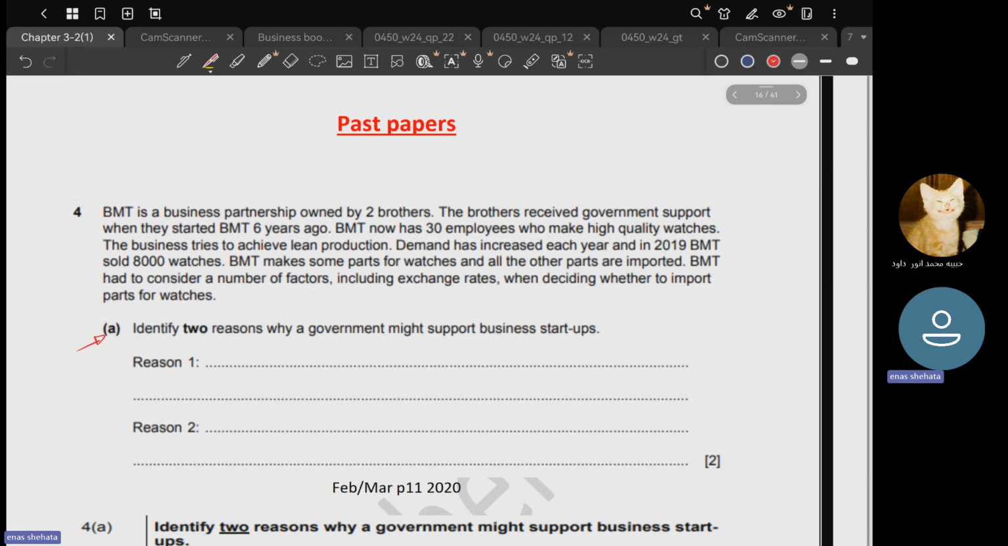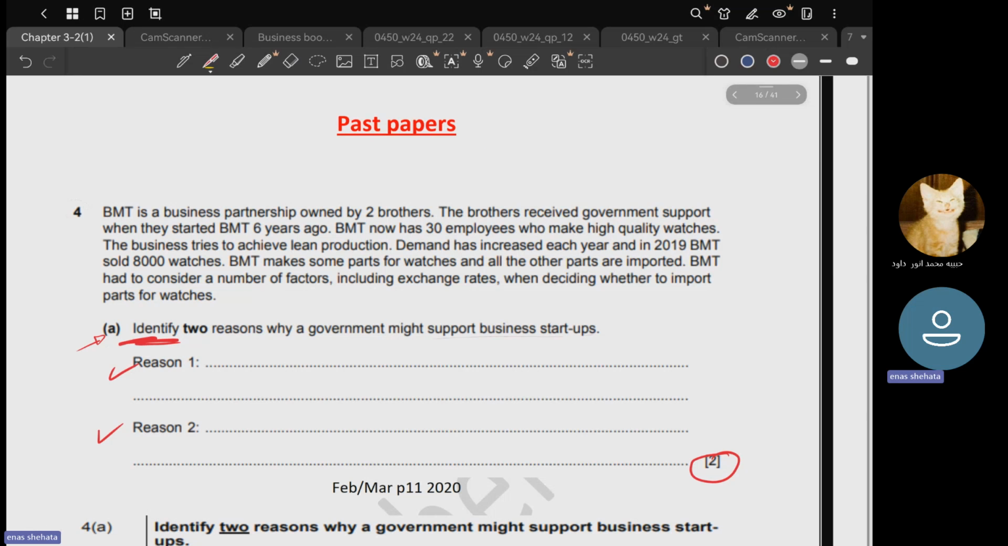طب خلينا نقرا الكويشن ونشوف احنا محتاجين نقرا الكيس ولا لا. Identify 2 reasons why a government might support business startup. Identify here, no need to explain. وعليها 2 marks. يبقى كل reason 1 mark. ها. Why government support business startup?